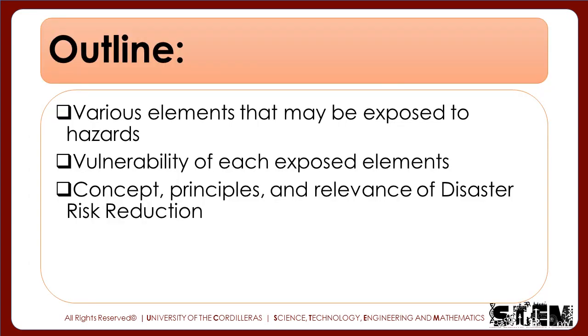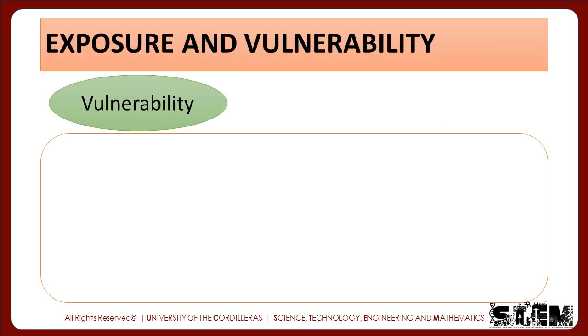We move on to our module 3. Here is the course outline. We will be talking about the various elements that may be exposed to hazards, about vulnerability of each exposed element, and the concepts, principles, and relevance of disaster risk reduction. To begin with, we will talk about vulnerability first.